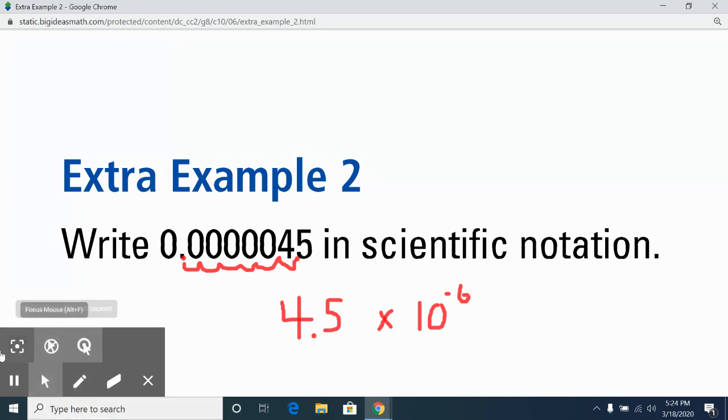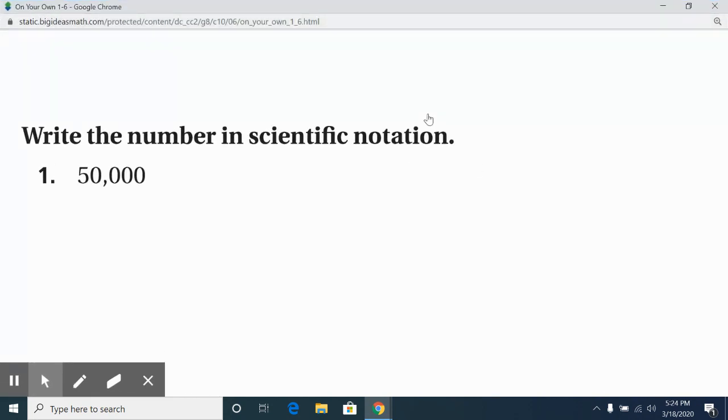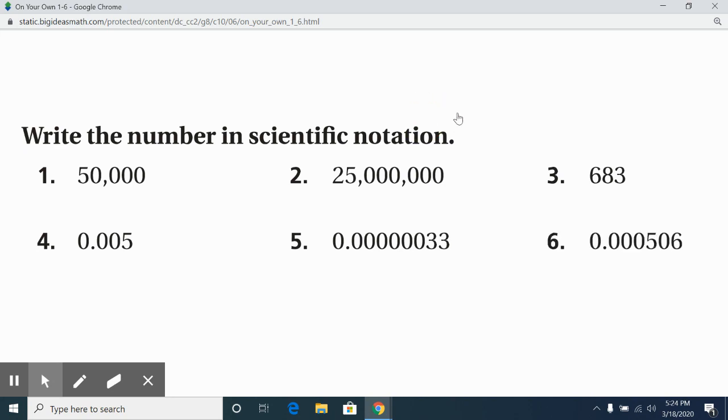If you're noticing something, it's kind of the opposite from yesterday, right? If we move our decimal right today, we actually use a negative exponent for that because we're going backwards. We're going backwards from yesterday. So everything's backwards from yesterday. It should make sense. All right. Let's get out of here. Here are your on your own questions.